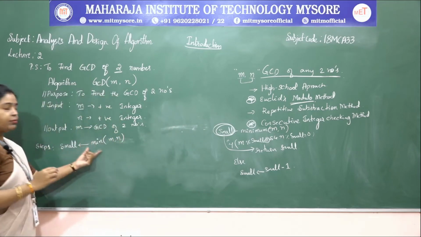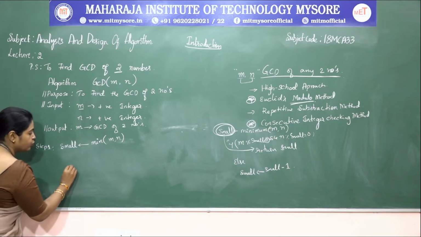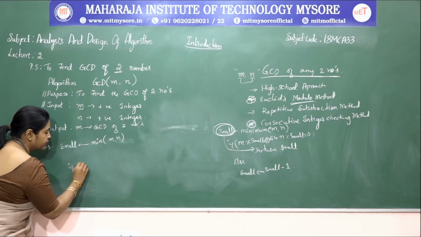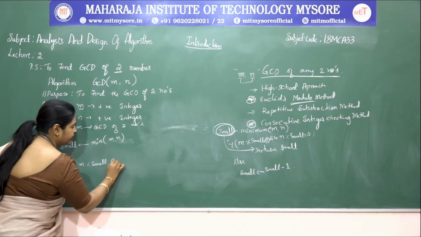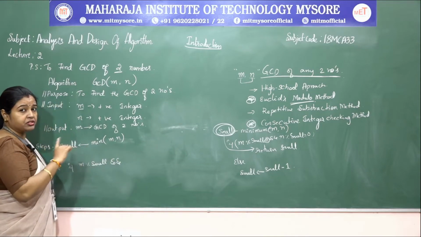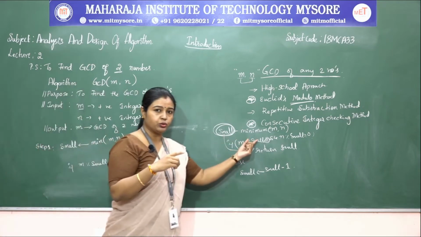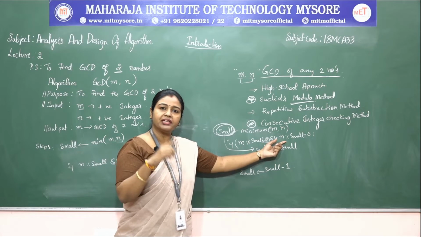Now we are finding the minimum, and next we need to check by dividing. The first number by small, and remember here it is not or, it is and. Both the conditions should be true. The first number should be divided by the same number, and the second number also divided by the same number.